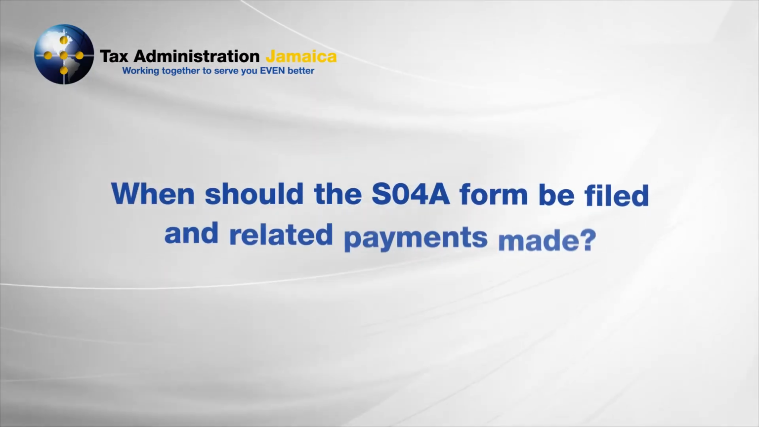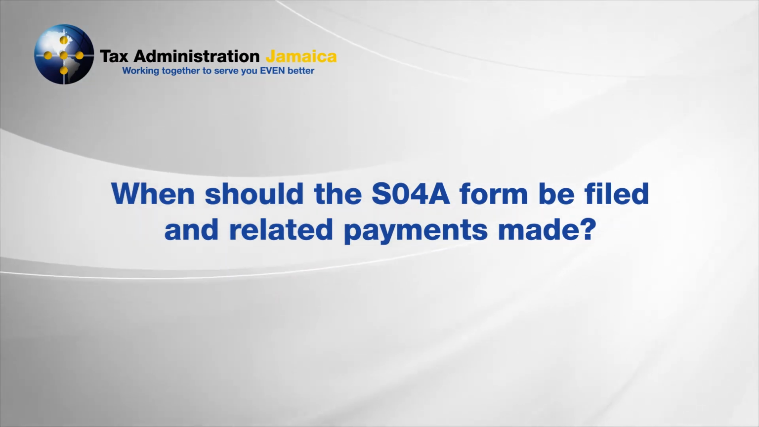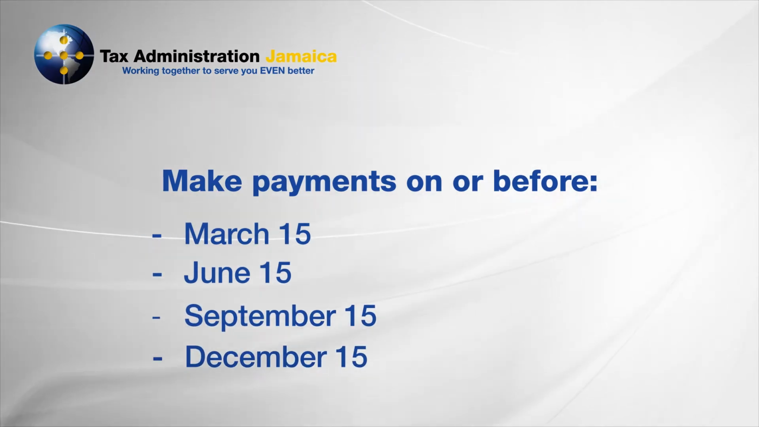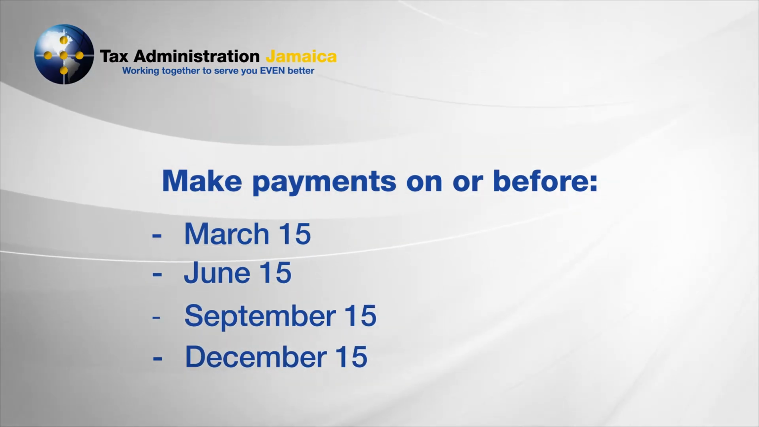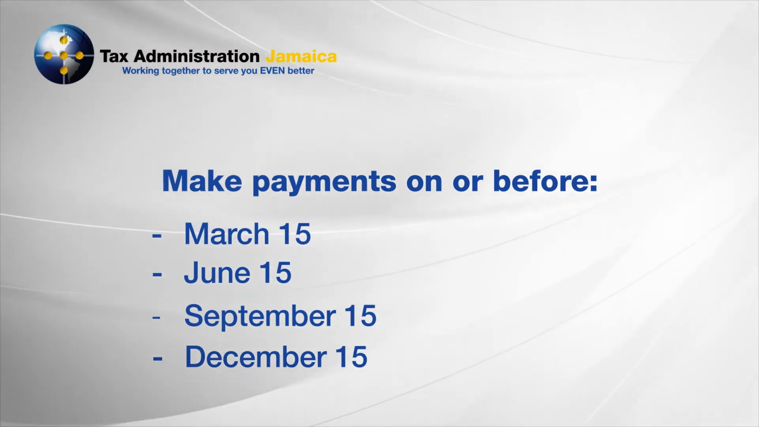3. When should the S04A be filled and related payments made? If you started trading before the year for which the declaration is being made, it should be filed on or before March 15 in the current year. Payments should be made against your estimated taxes and contributions quarterly. These payments are due on or before March 15, June 15, September 15, and December 15th of the same year.